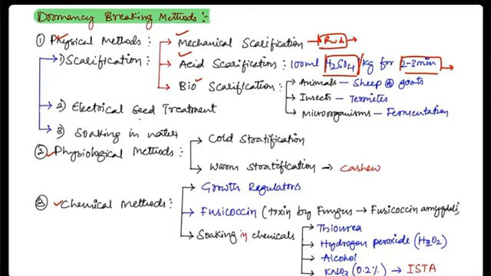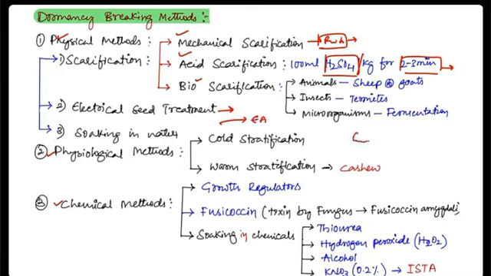Secondly, in the physical methods, we have the electrical seed treatment. Even if we give this electrical seed treatment, there is a chance of activating the enzymes, and this is how it can break the dormancy. Thirdly, just soaking in water, and it all depends on the enzyme activity. The enzyme activity is favored or triggered by the soaking of water.